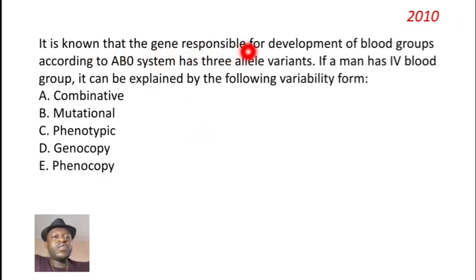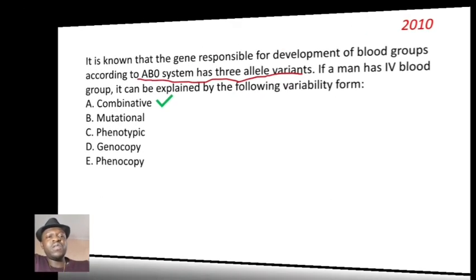It is known that the gene responsible for development of blood groups according to the ABO system has 3 alleles, right? If a man has blood group 4, that's AB, it can be explained by the following variability. So this one is known as codominance, where there is expression of both A and B. But here codominance means the same as combinative. So the keywords you just need to know are ABO system, 3 alleles. So it's combinative.